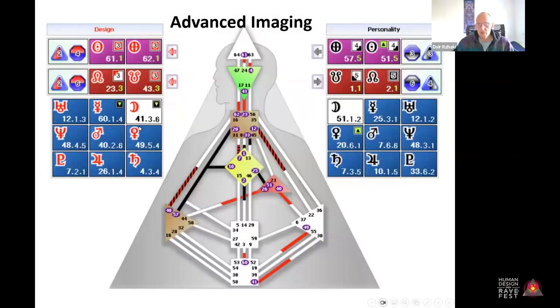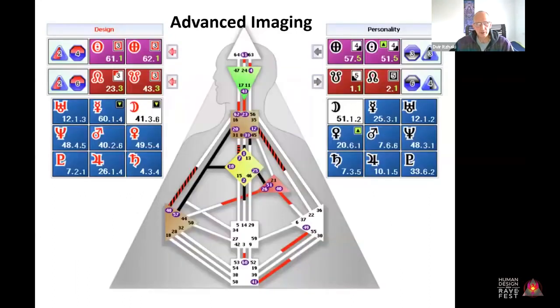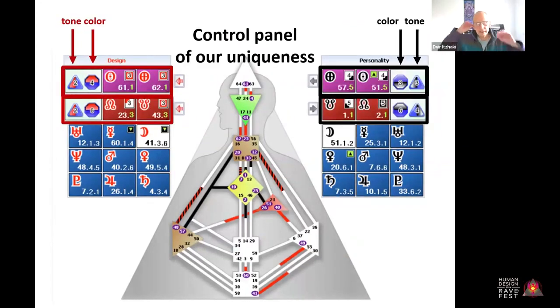So now I move and I use here the advanced imaging. It's the same chart. If you don't know, it's the same chart. You see, it's the same chart. The only difference here is that we see more information. And what we see also the tone and colors.